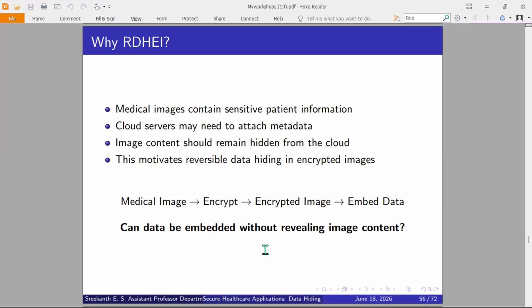The cloud may also want to embed some data, maybe some kind of batch number or image identifier. In normal data embedding, the data are embedded in the pixels. But in the encrypted domain, there is no idea where to embed, even for the receiver. So what to do in this situation?